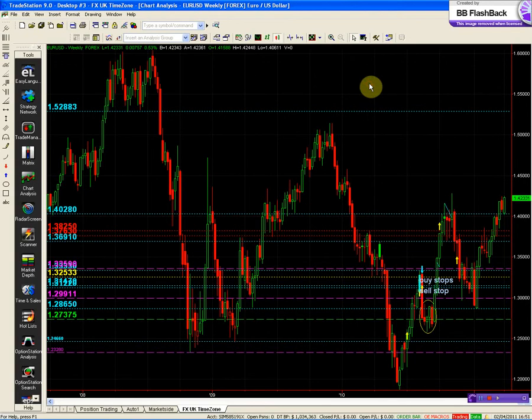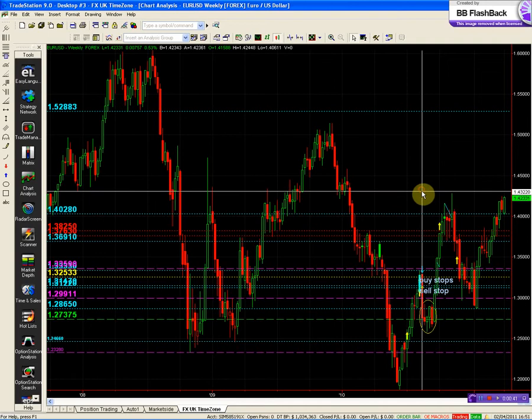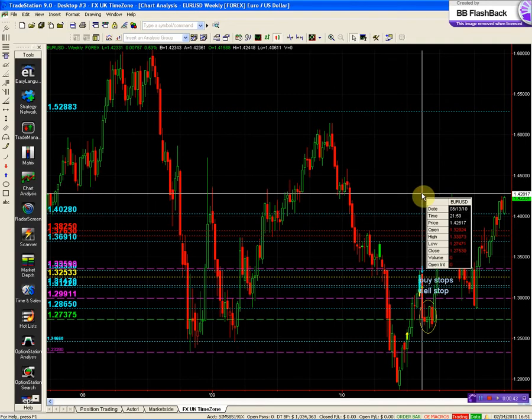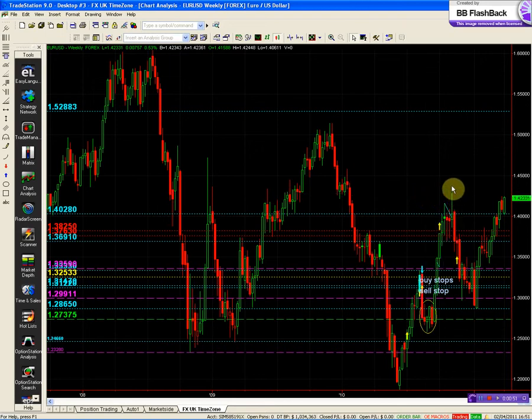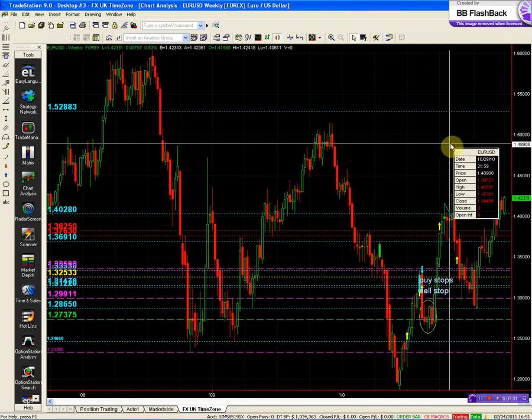Something of note, and this will go, should we break this point. We will be very much interested in our euro yen, okay, breaking the 119.64. Now this high, okay, mind you, this is a daily chart.